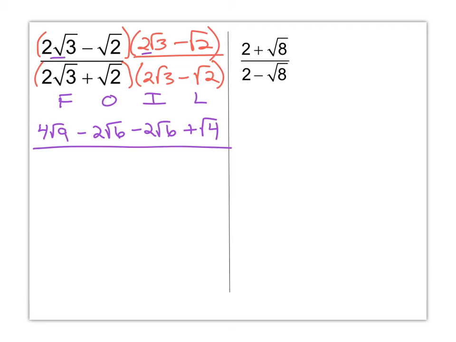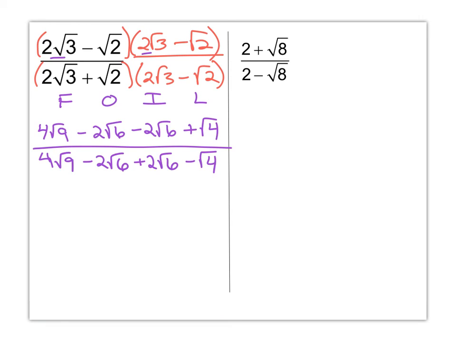2 square root of 3 times 2 square root of 3 would be 4 square root of 9. The outer, 2 square root of 3 times negative square root of 2, would be negative 2 square root of 6. The inner, the positive square root of 2 times 2 square root of 3, would be plus 2 square root of 6. And the last would be plus square root of 2 minus the square root of 2, or minus the square root of 4, which we'll be able to simplify.